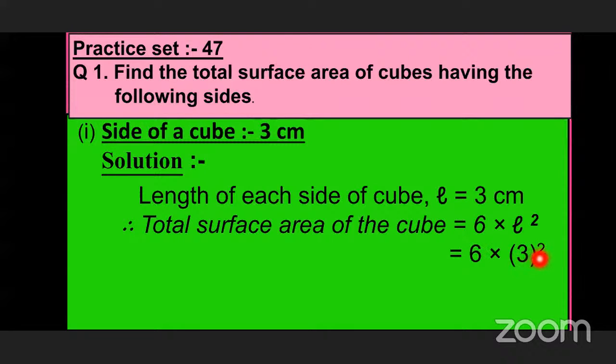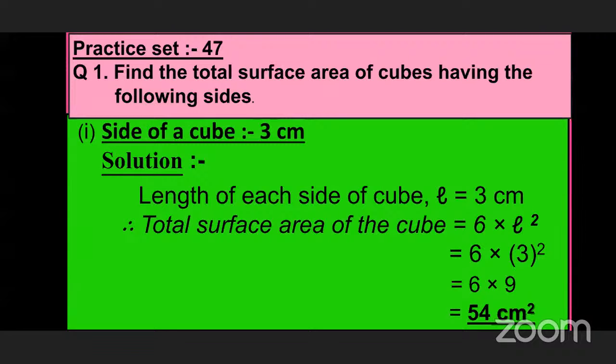Can anyone tell me what is the answer of 3 square? What do you mean by 3 square? 9. Very good. Excellent. So 3 square means 3 times 3, so 3 times 3 is 9. So 6 times 9. Can you tell me what 6 times 9 comes to? 54. Very good. So the answer is 54 square centimeter.